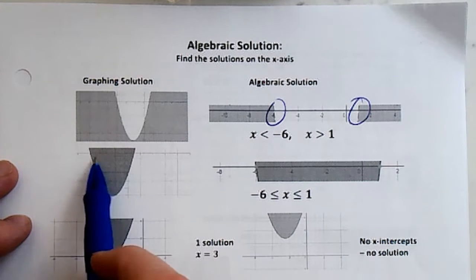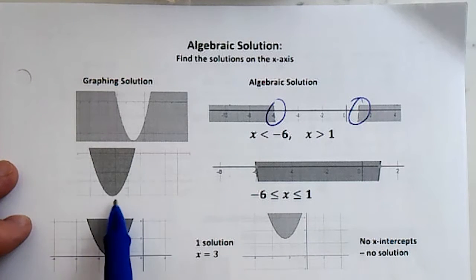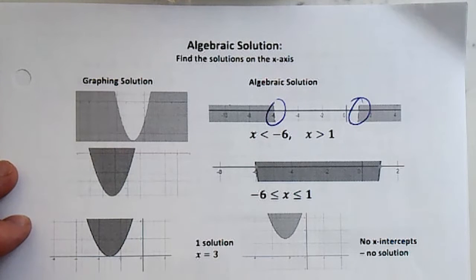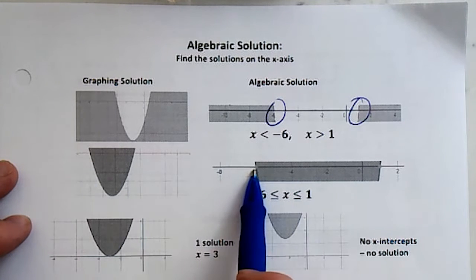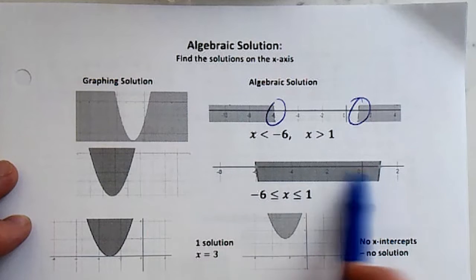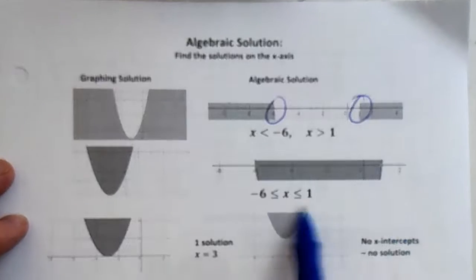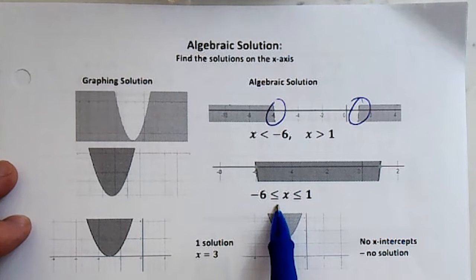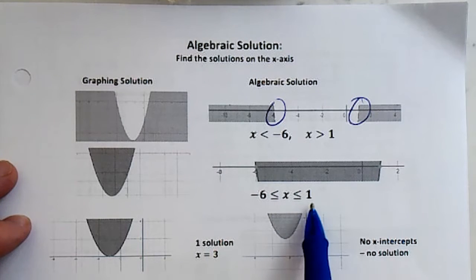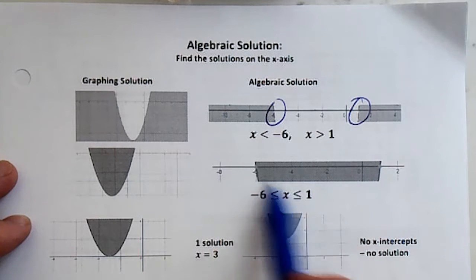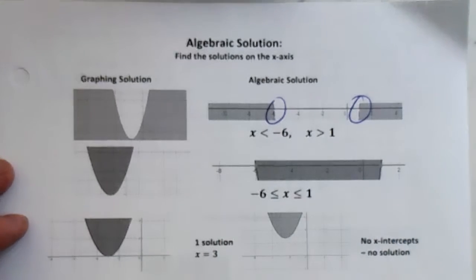So another example, we've got the inside of the parabola shaded, or greater than the parabola. If we look at the x-axis, between the intercepts is the solution, the outside is not. In this case, set interval, -6 is less than or equal to x less than or equal to y. X is anything in the middle.